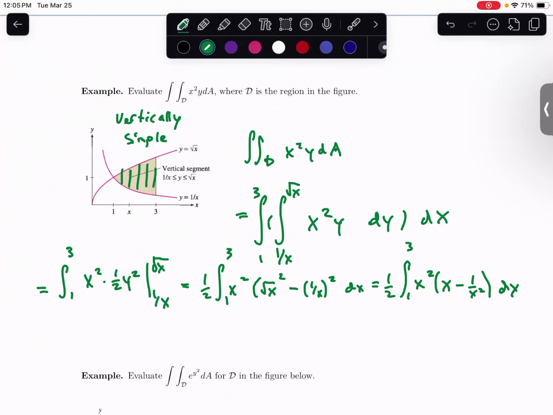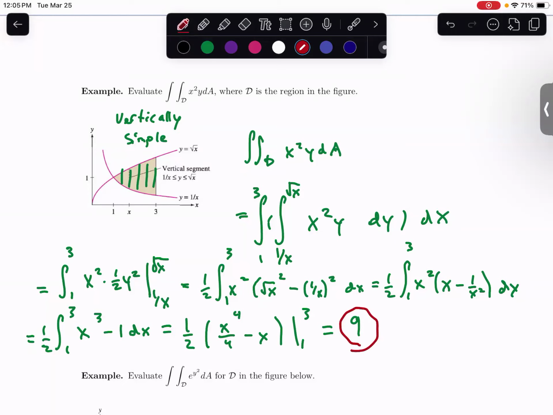So this is equal to 1/2. Let's distribute. So this is the integral from 1 to 3 of x cubed minus 1 dx. And then if you integrate this, this is going to be 1/2 times x to the 4th power over 4 minus x, and this ranges from 1 to 3. So you plug in x is equal to 3, subtract what you get when you plug in x is equal to 1. So this ends up just being equal to 9, is what the number ends up being equal to.